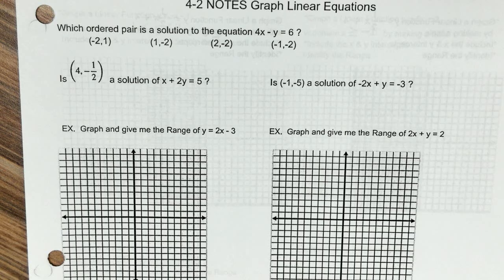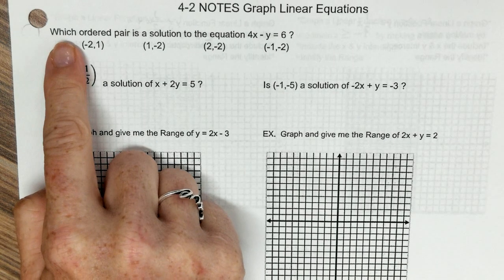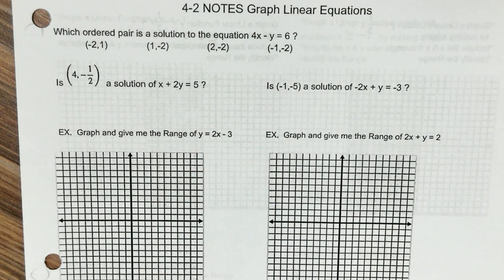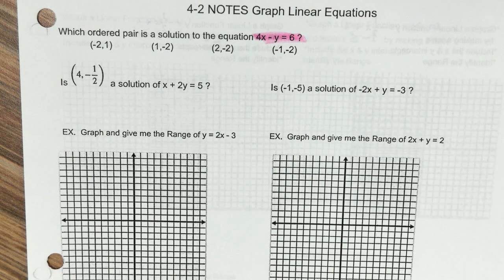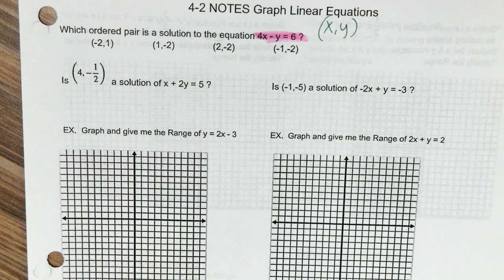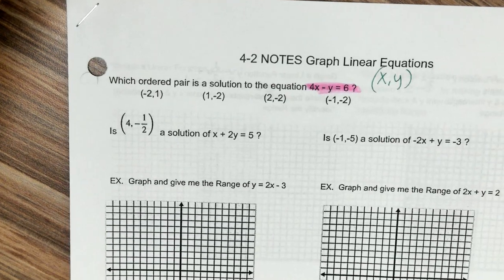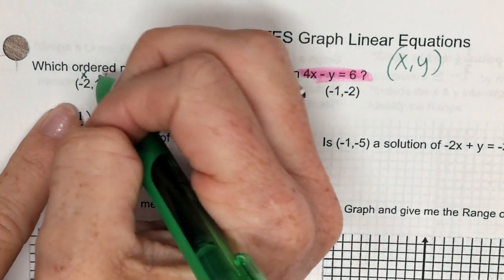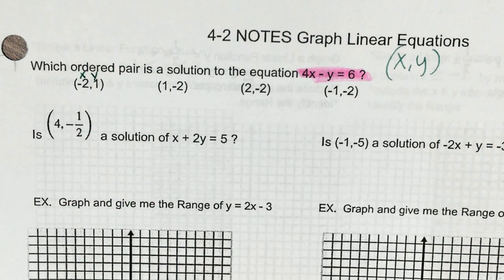All right, at the top, this is super easy. It basically says which ordered pair is a solution to this equation. When they ask a question like this, y'all know that in an ordered pair, it's always an x, comma, y. Yes? So if they give you an ordered pair and ask if it's a solution, you can simply plug this number in for x and this number for y and see if it's true or false.